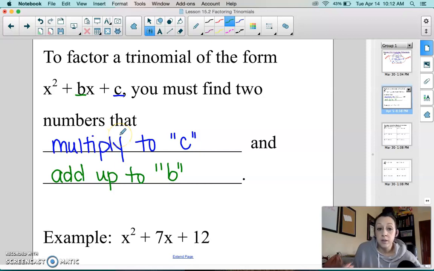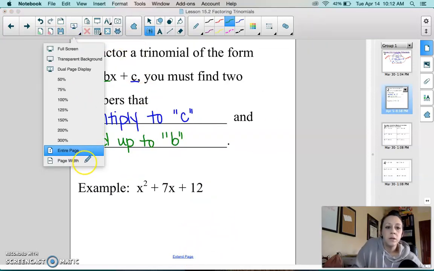So it's like a puzzle, okay, guys? You've got this trinomial that has 3 terms, right? You want to figure out the answer to the puzzle by figuring out what numbers multiply and equal the 3rd value, but also add up to the middle value. And I'll show you what I mean here.